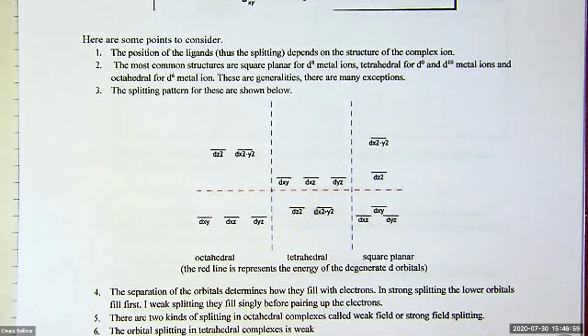So when they're all paired up, you get extra energy. So you gain some energy. So that's a real stable electron configuration. And that happens.